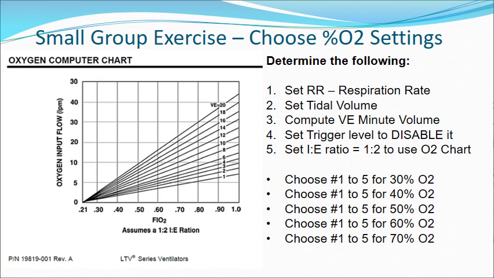Now, the LTV 1000, for instance, and many of the higher end ventilators, actually allow you to set the oxygen concentration. They have an internal oxygen sensor and they control the mixing. You don't have to use a lookup chart. That would be great if we had that. We don't, so we have to vary the flow of oxygen into the oxygen inlet on the ventilator to achieve these different saturation levels.